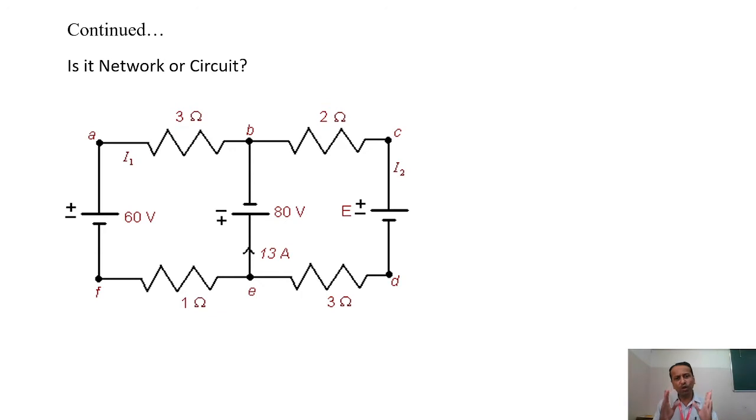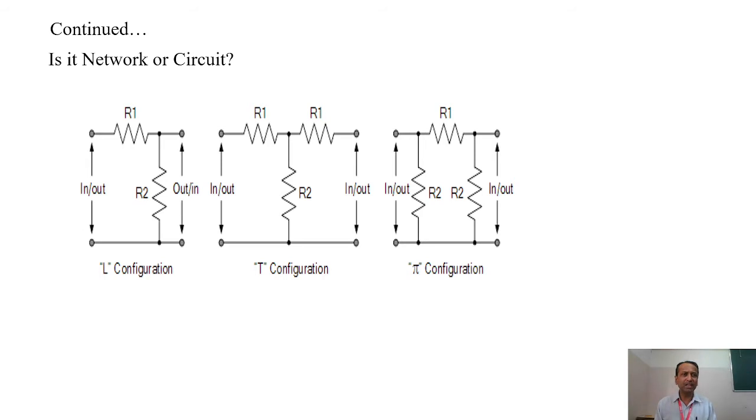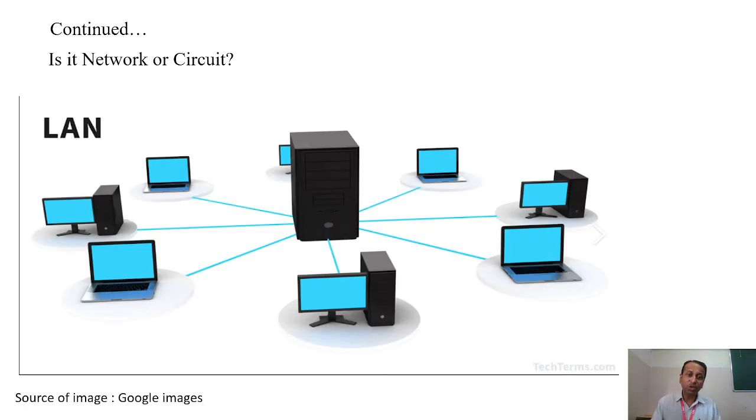Yes friend, this is also called a network, and also called a circuit, with a variety of elements, along with some sources and different values of resistance. So it is a network as well as a circuit. Once again the same question: is it a network or a circuit? Same, it's a network as well as a circuit.